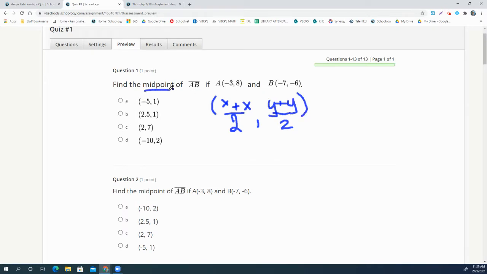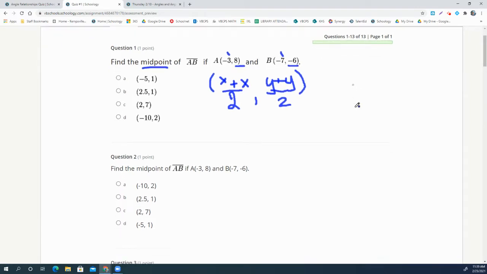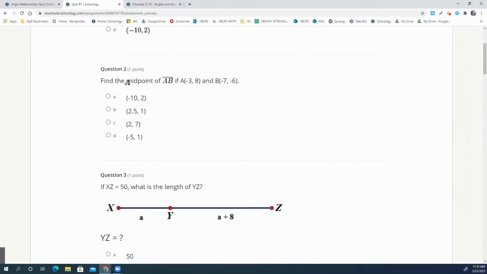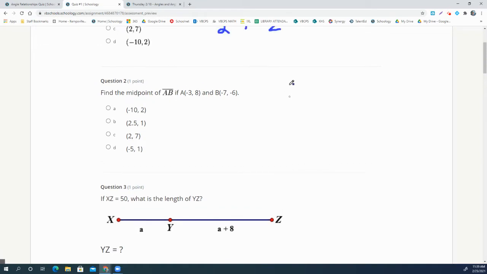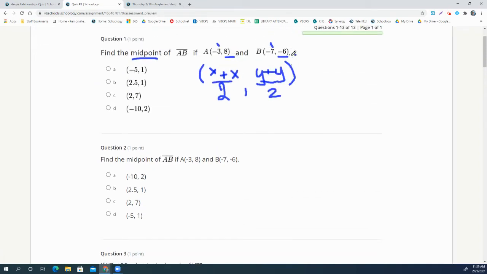If I'm finding the midpoint, I just do x plus x. This is my x, and this is my x, and then this is my y, and this is my y. Right? Okay. Find the midpoint. This is exactly the same thing. So these two problems are exactly the same. The only difference is there is no difference. Those are literally the exact same question.